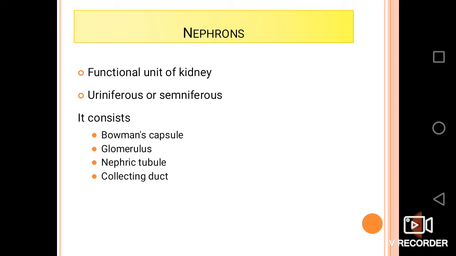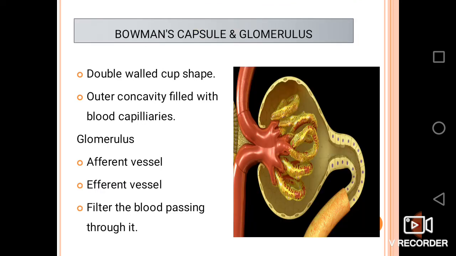So these uriniferous tubules consist of the Bowman's capsule, glomerulus, and then the nephric tubule, and the last one is the collecting duct. So this is the structure of the nephron. The first one, the proximal part, is covered by the Bowman's capsule. Bowman's capsule is situated on the proximal part of the nephron. Okay, it is a double-walled cup-shaped structure.